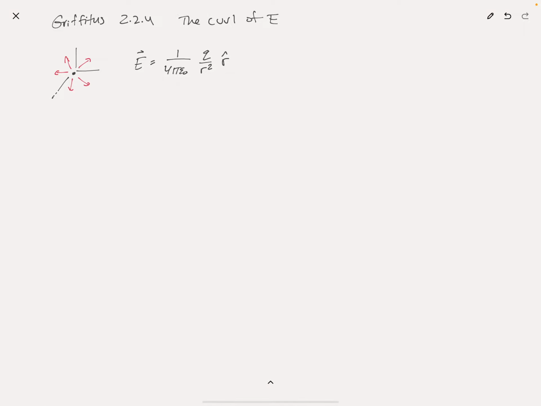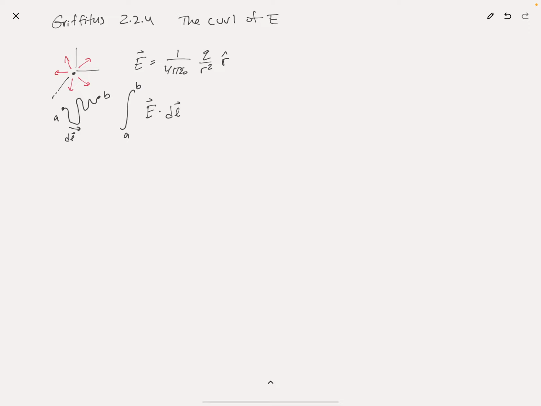Now assume that I want to traverse some path. Let's go from point A to point B within this field, and we can take whatever route we want. And I want to calculate the total path integral from A to B of the electric field dotted with my path, where dl is just some infinitesimal length along my path.